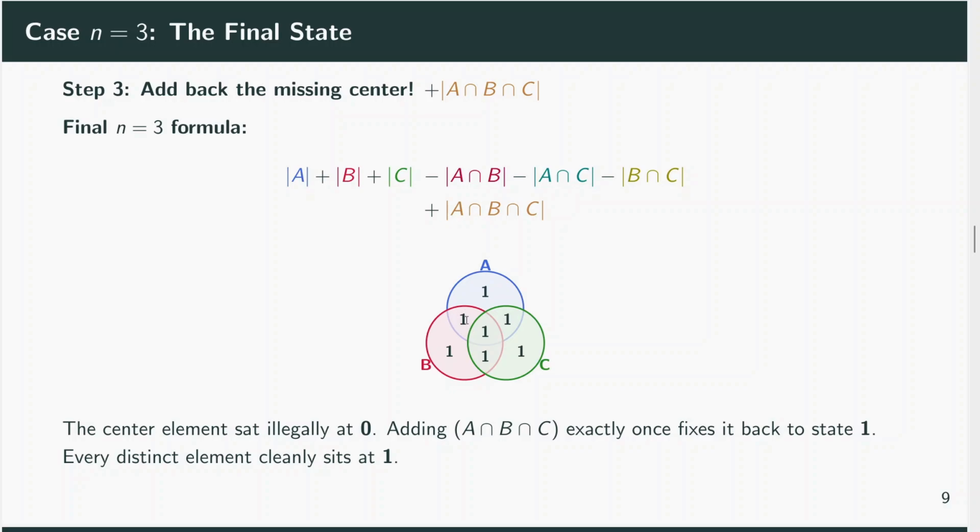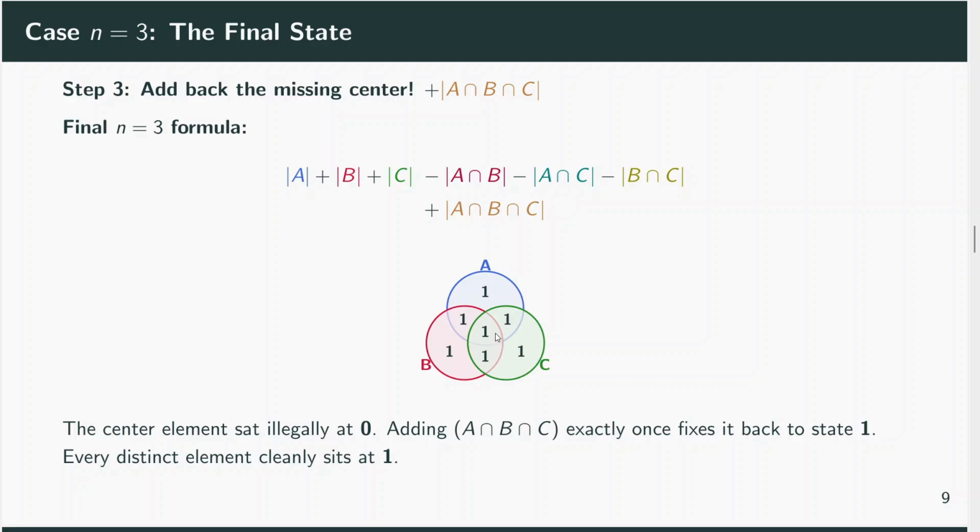So adding A intersect B intersect C does not change it. It stays at count state 1. Good. And the same is true for the A and C only overlap region and the B and C only overlap region. None of them are in the triple intersection, so none of them are affected. They all remain at count state 1.